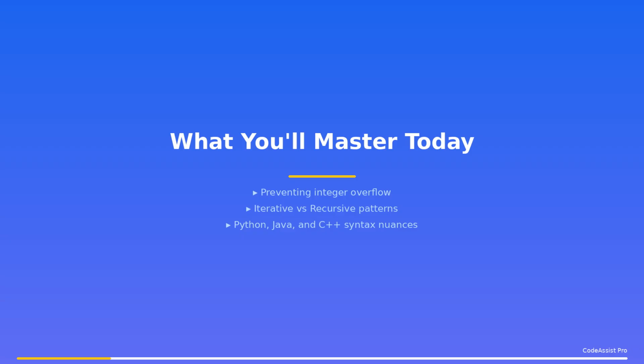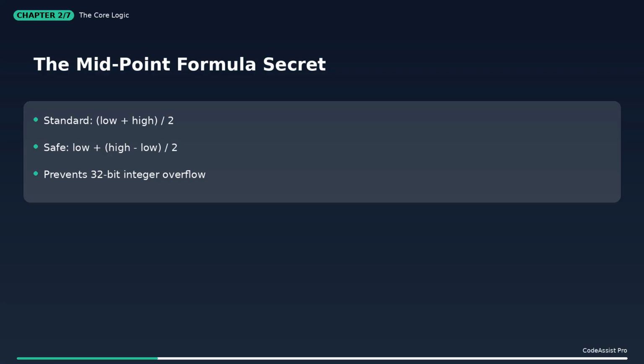The standard midpoint formula fails when the sum of low and high exceeds the maximum value an integer can hold. In Java or C++, this results in a negative number, causing an index out of bounds error. Using low plus (high minus low) divided by 2 is the industry gold standard.